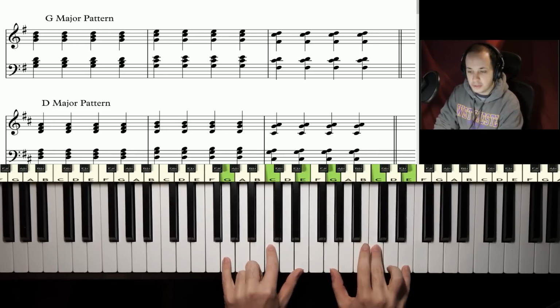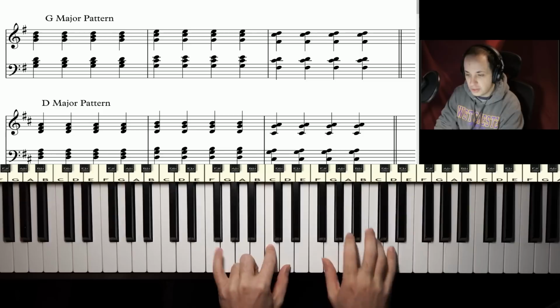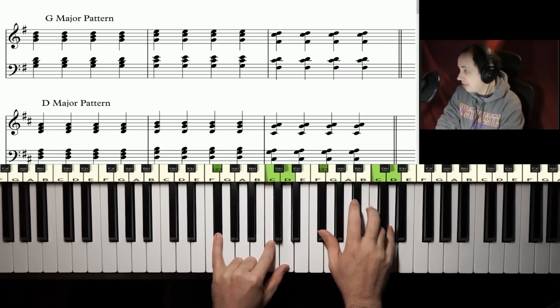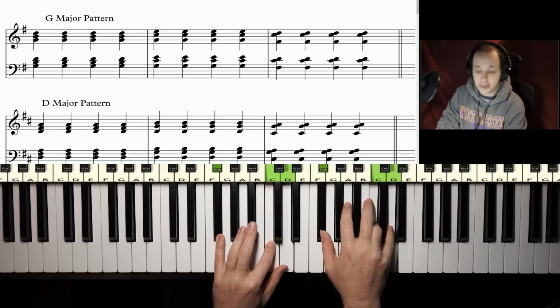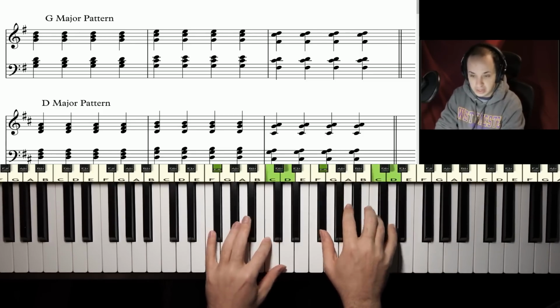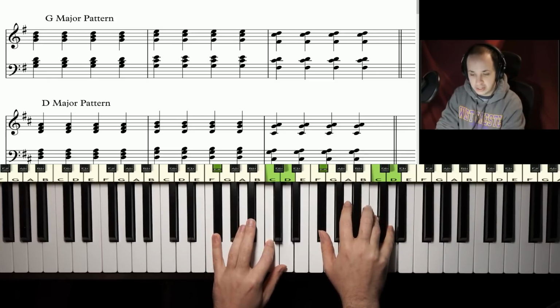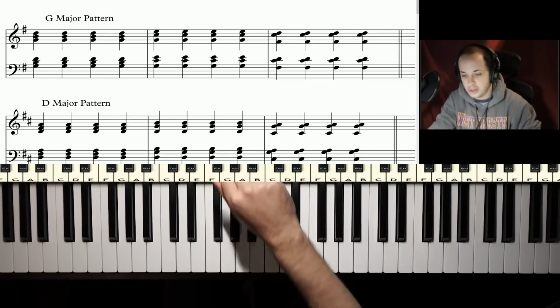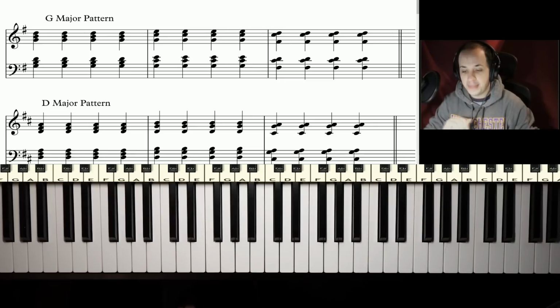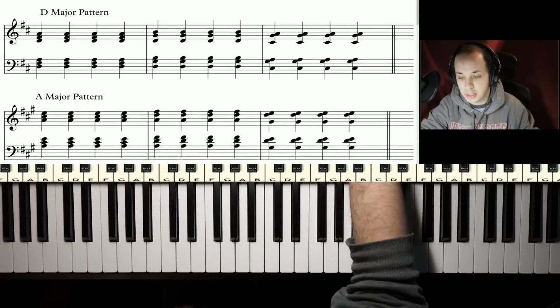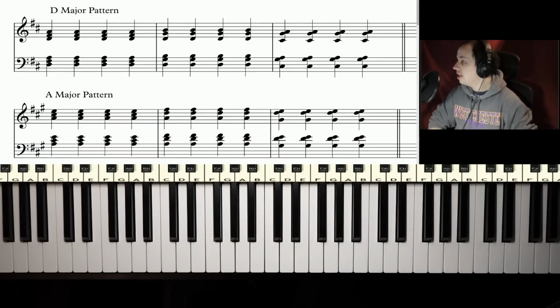But you have to be careful of the G pattern because this last chord here has an F sharp because there's an F sharp in our key signature. So be careful of that. Always look at the key signature first and just know that, looking at the beginning of this example, they have 1 sharp, F sharp. The next one, D major pattern, has 2 sharps.